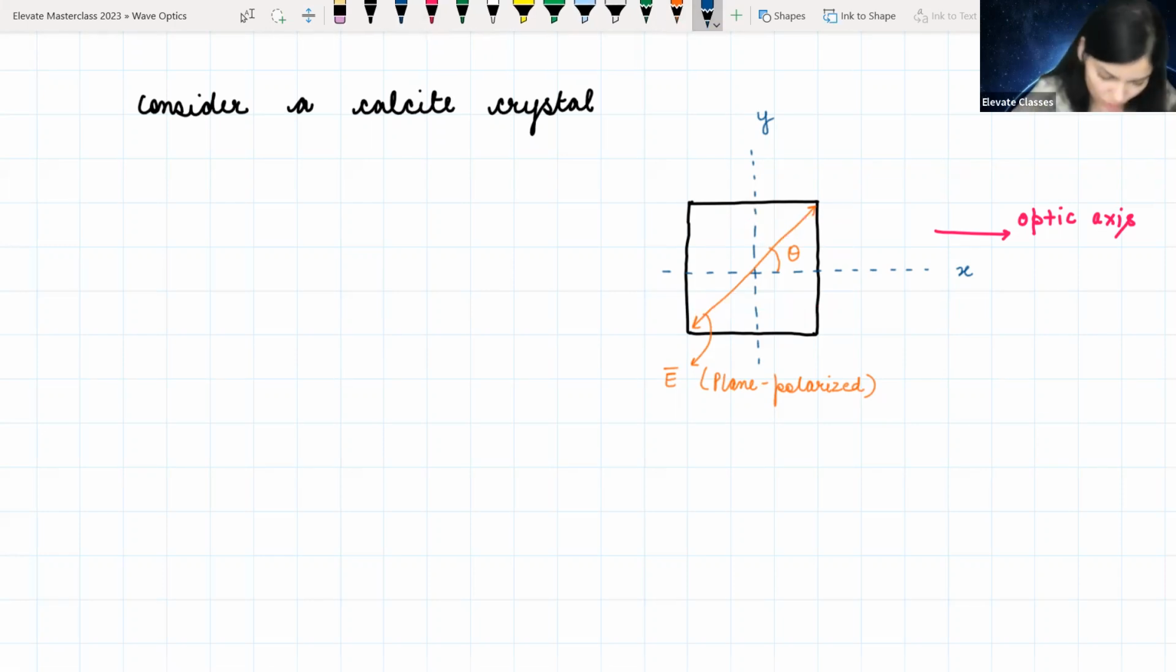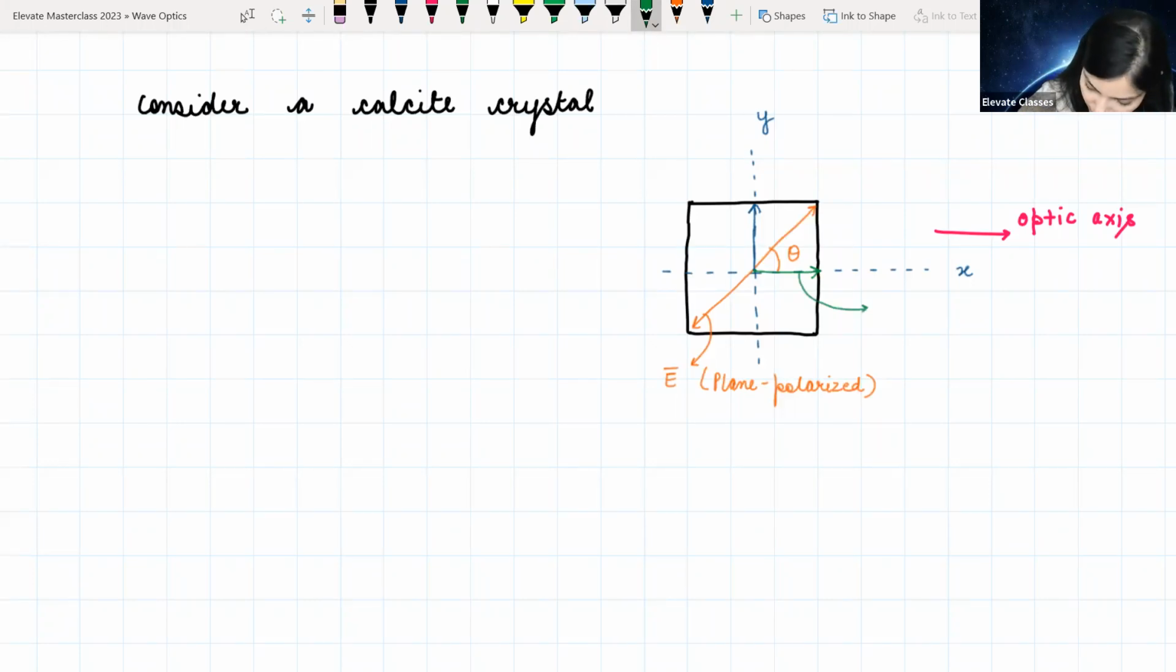So now what we are doing is, I want to find out where I will get an ordinary ray and an extraordinary ray. Where will it go, okay? So I can take a component of this beam. I can decompose this beam. I can take some x component of it, and I can calculate some y component of this beam. Okay. So this is the x component, which is parallel to the optic axis in a sense.